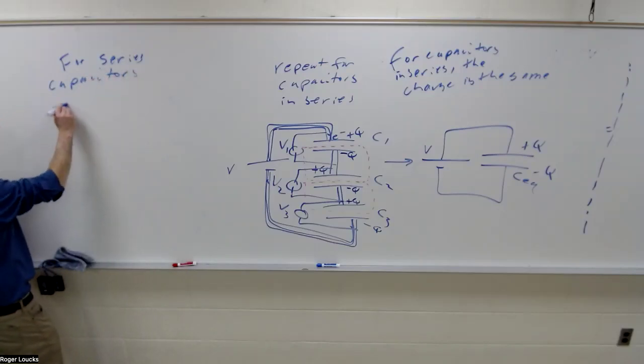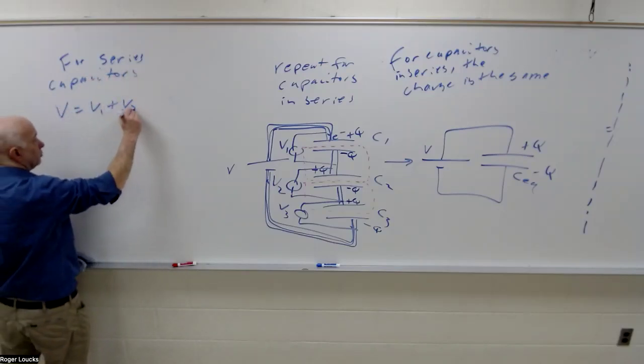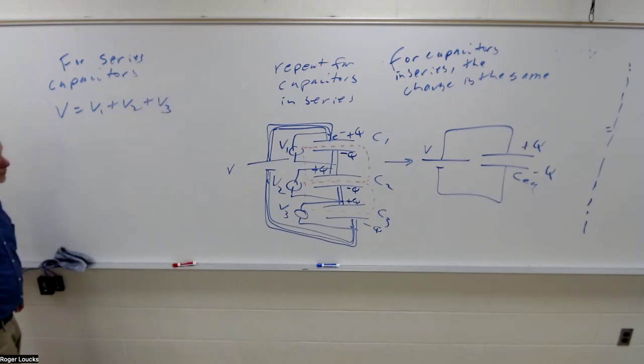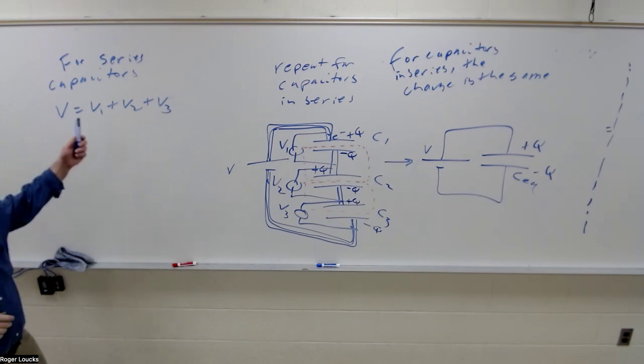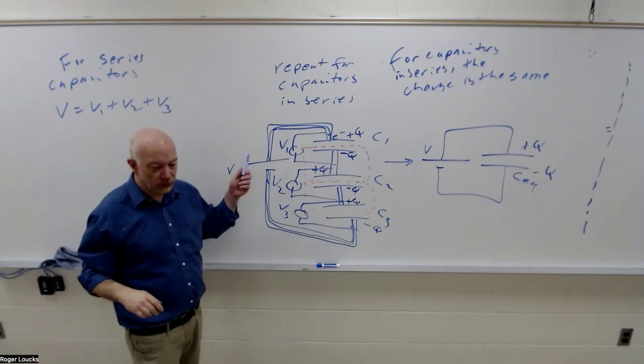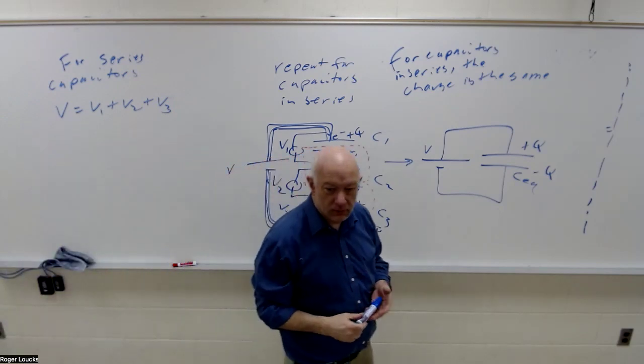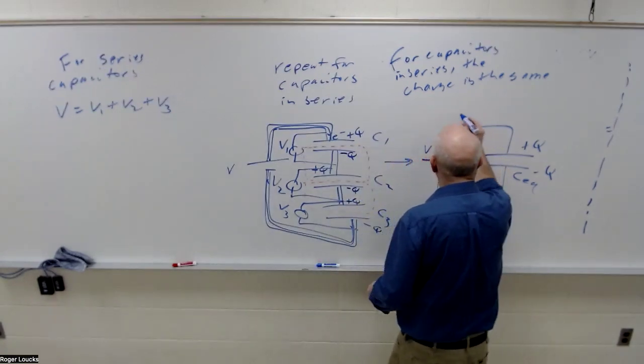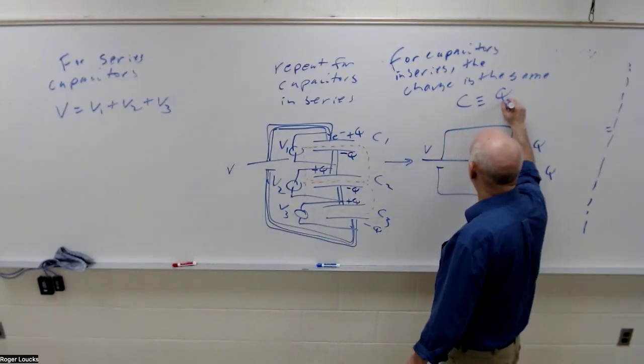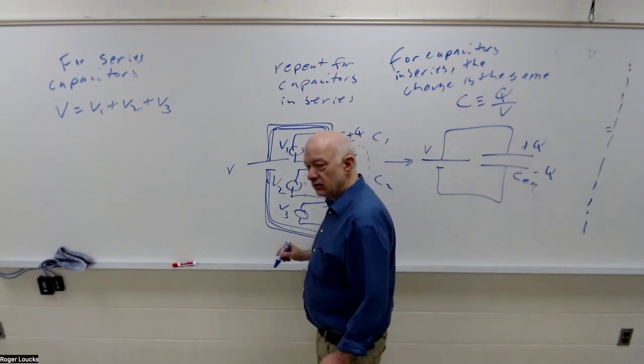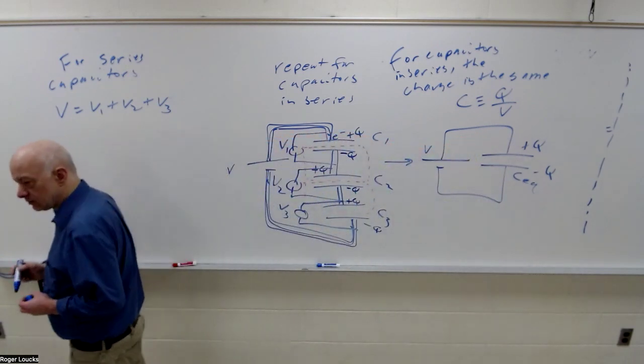We have to say V equals V1 plus V2 plus V3. Okay. Now, what's the voltage of a capacitor given by? Remember, we have our definition of C. Our C is by definition Q over V. So what's the voltage of a capacitor?